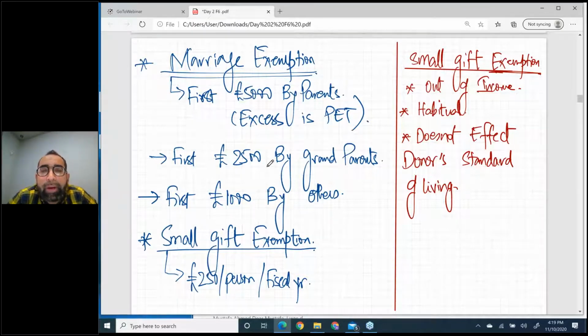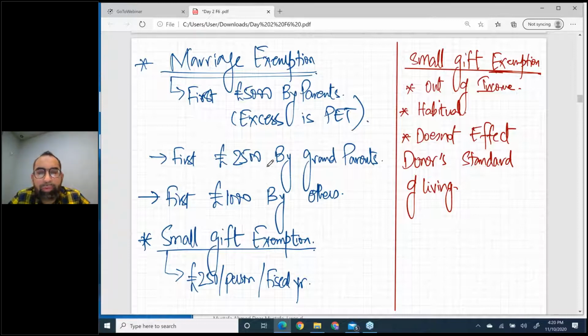First £5,000 by parents is exempt, the excess is PAT. At the time of marriage, if a parent, mom or dad, separately gives a gift, the first 5,000 is exempt. The excess is PAT. What does it mean? For example, mom gifted £7,000 to her daughter. That means out of this £7,000, the first 5,000 will be exempt through marriage exemption, and the excess 2,000 will be treated as PAT.